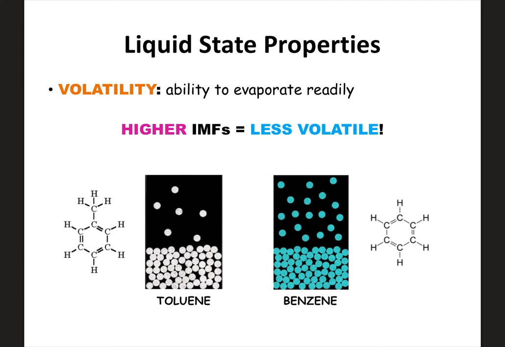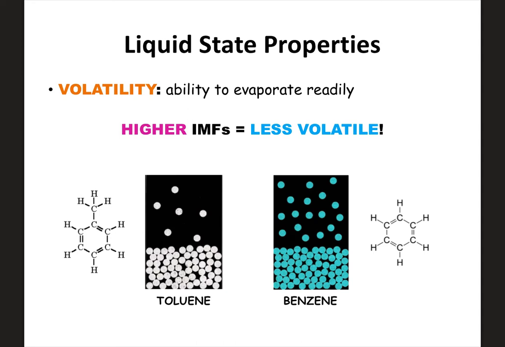Well, if you notice, the one on the left would be less volatile because there's less of these molecules in the gas phase. And then the benzene here on the right is going to be more volatile because you have more of those molecules entering the gas phase. So we know if this one is less volatile, it has higher IMFs or stronger IMFs. So if you look at the structures here, can you figure out why this one on the left has more IMFs? The first thing you would need to do is analyze these structures.